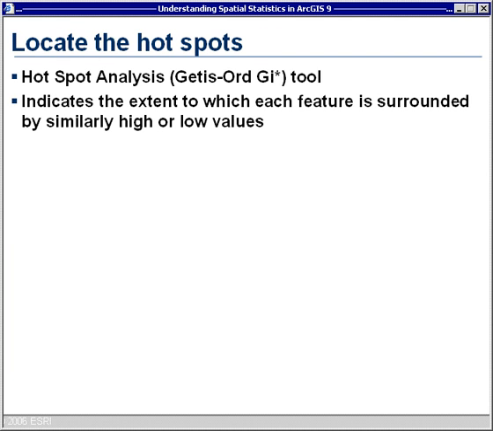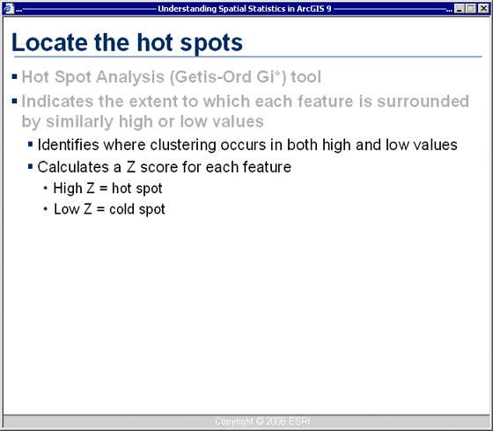In the previous slide, we asked a global question: is there clustering? Now we're going to switch gears and ask a local question: where are the clusters? Or, where do features with similar attribute values cluster spatially together? One of the tools in the Mapping Clusters toolset is called the Hotspot Analysis Getis-Ord Gi star statistic, and it can be used to delineate clusters of features with values significantly higher or lower than the overall study area mean or average value.